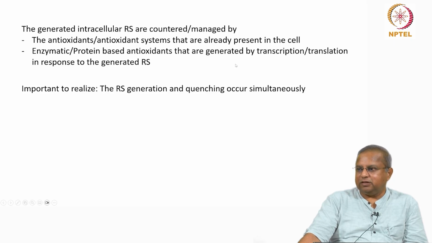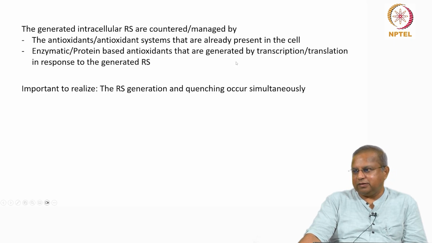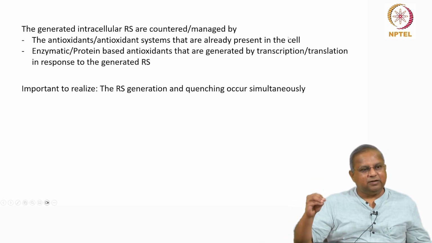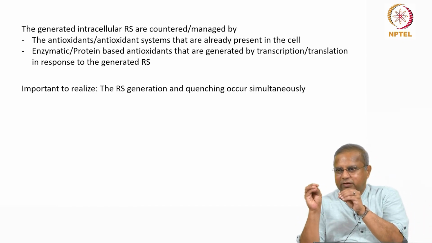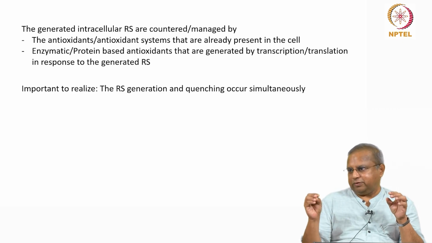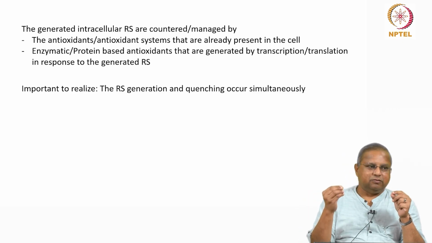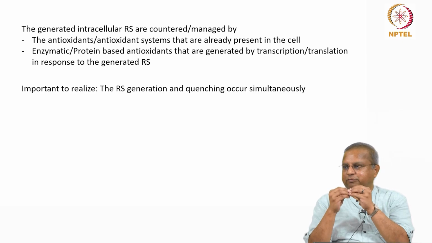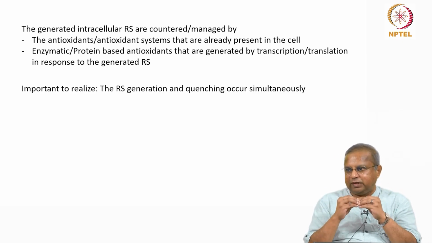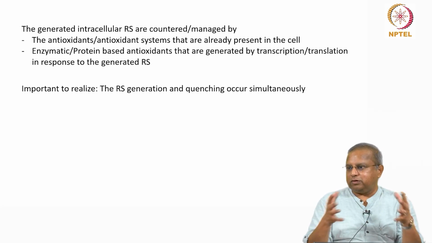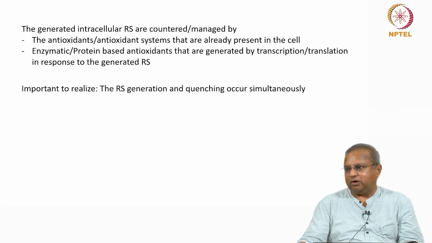However, in the context of a dynamic system, it is important to realize that generation and quenching occur simultaneously. It's not that one is generated and then it is quenched. From a single molecule point of view, it's fine. Of course, you need to have superoxide generated before superoxide dismutase can quench it. That is perfectly fine. But to extend it in toto to a dynamic system will cause difficulties.